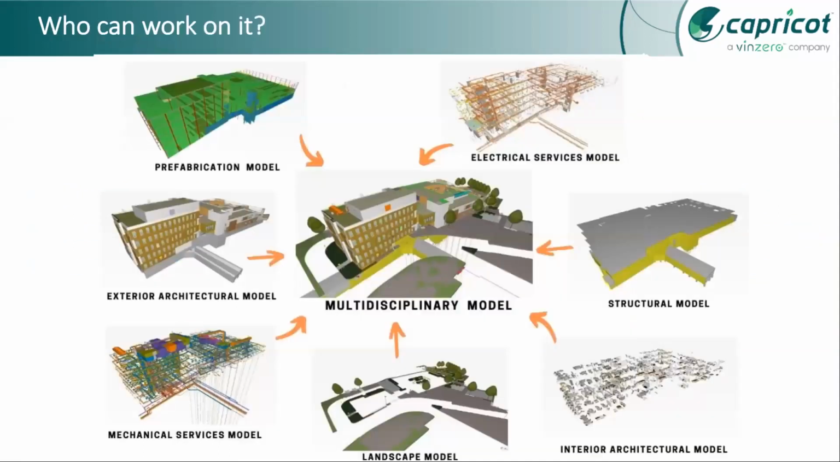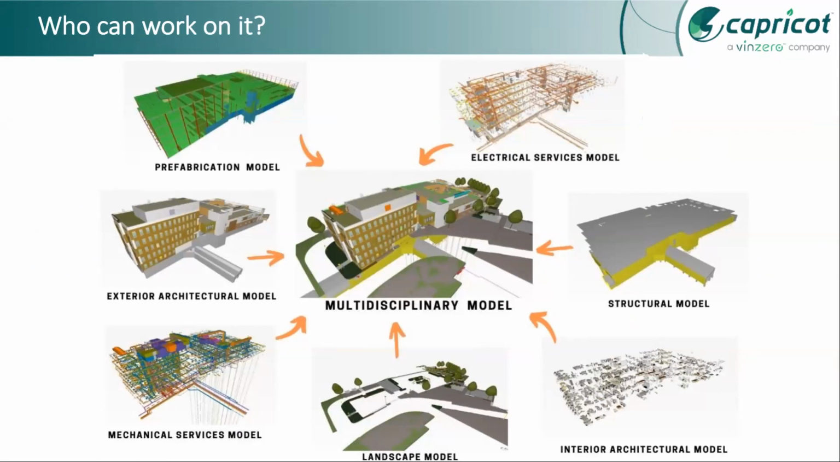So a lot of people, as I said, together work on it to develop a multidisciplinary model. The electrical services model is there, then you have the structural model that comprises all the beams, columns, foundations, slabs, all the details of the structure. Then the interior part, where all the furniture is there. Then the landscape consultant would work totally on the landscape part. He will develop the landscape model.